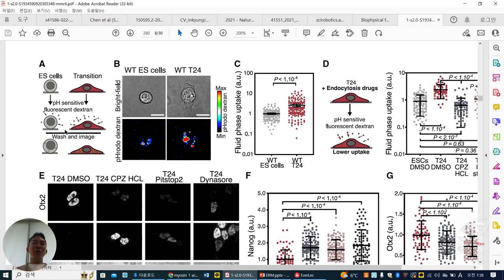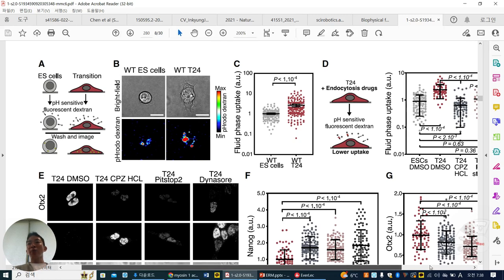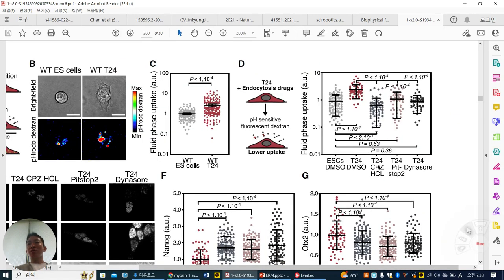So for proving that, this pH-sensitive fluorescent dextran is treated to the cell. In ESL and differentiated cell, they found out that this dextran is more deposited on the spreading cell. This is their quantification. And then when they block the endocytosis using these endocytosis inhibitors, this dextran uptake decreases.